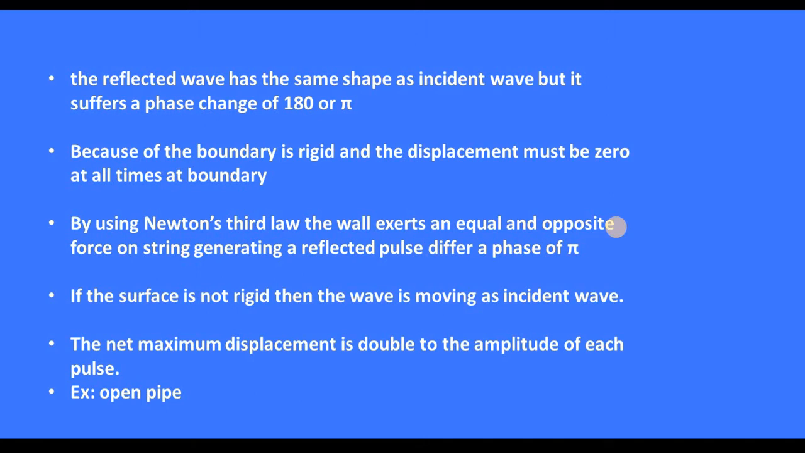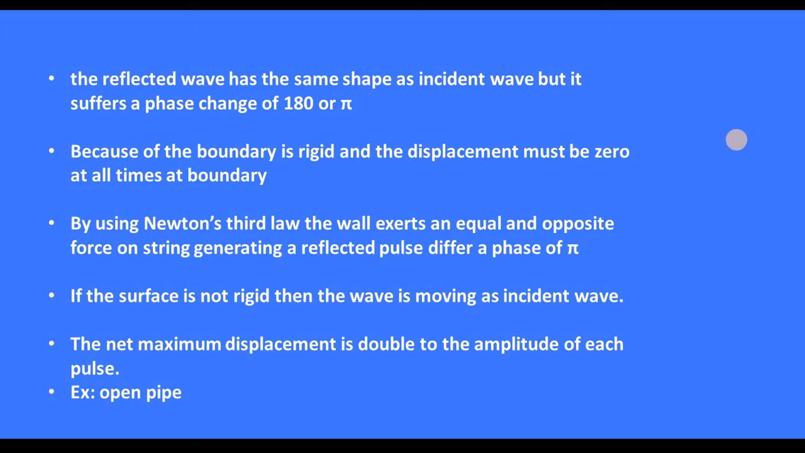For the incident wave the phase angle is pi, and the reflected wave has a phase of pi plus pi. That means a 180 degree change happens to the reflected wave. Because the boundary is rigid, the displacement must be 0 at all times at the boundary. The wave starts from a point, goes to the other fixed point, and comes back to the same position, so the displacement is always 0 in the case of a rigid surface.